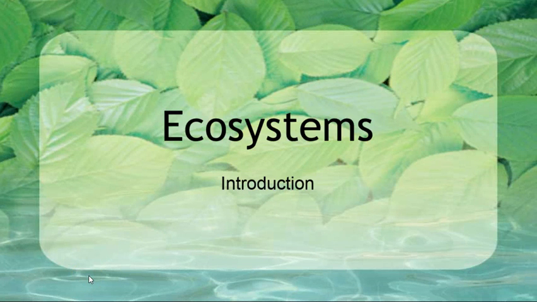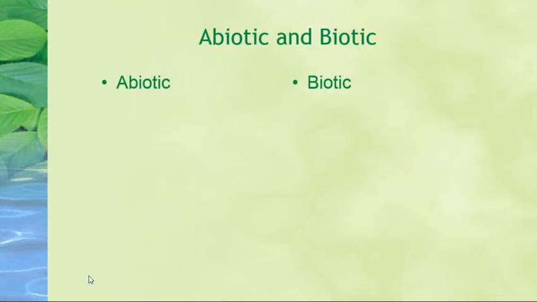Today we want to talk about ecosystems. What does that mean? What's included in an ecosystem? And the first thing that you want to know is that the ecosystem is made up of all of the abiotic and the biotic components.